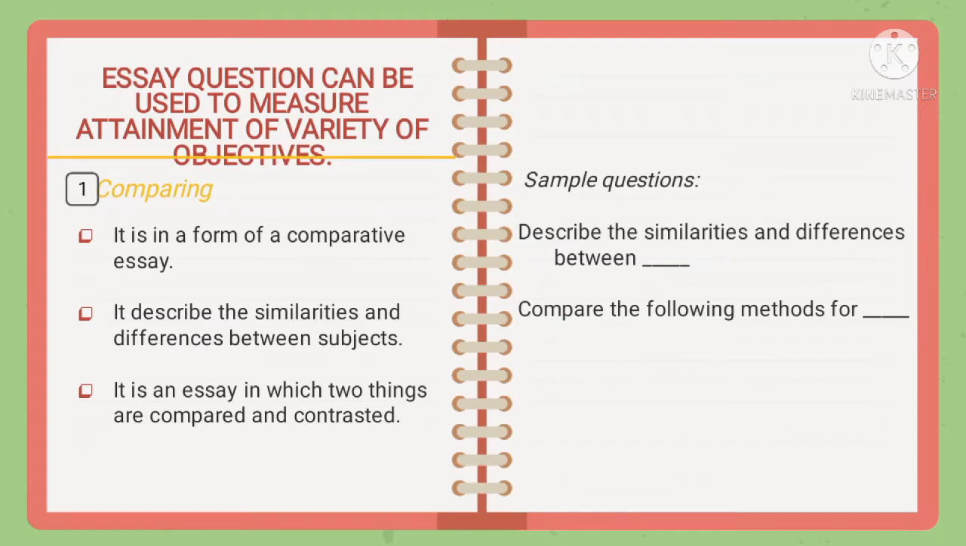Number one is comparing. It is in the form of a comparative essay. It describes the similarities and differences between subjects. It is an essay in which two things are compared and contrasted. So a sample question is: describe the similarities and differences between blank. Compare the following methods for blank.